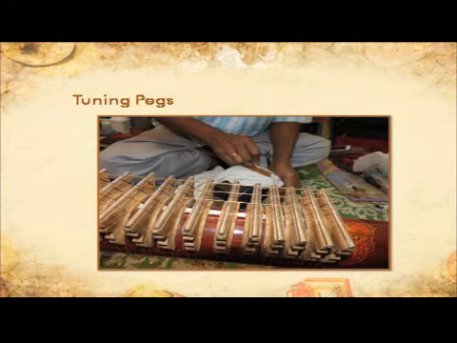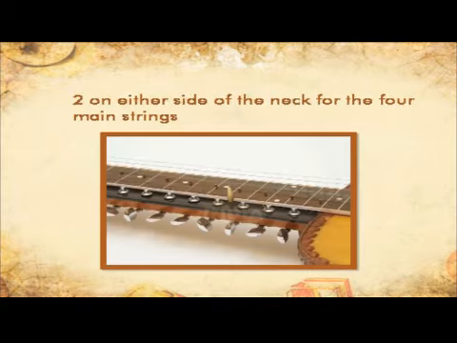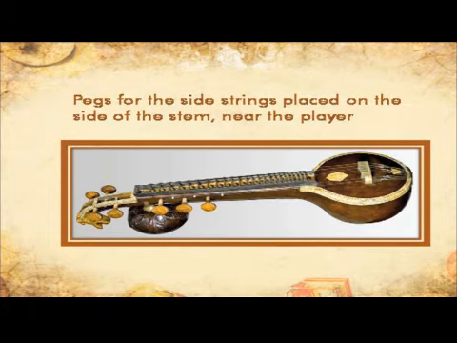Tuning pegs. 4 pegs are placed, 2 on either side of the neck for the 4 main strings. The pegs for the side strings are placed on the side of the stem near the player.